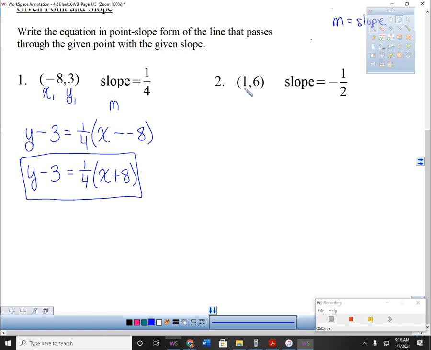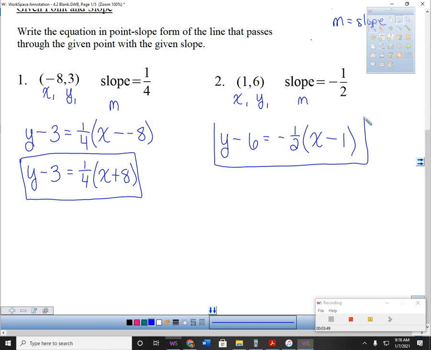Okay. So here we go. The point that you're going through is going to represent your x1 and your y1, and then your slope is the m. So you have y minus the y value in your point here, which is 6, equals your slope times x minus, and then plug in your x value. Do you have anything you need to simplify as far as like double negatives anywhere? Nope. So that is point-slope form.